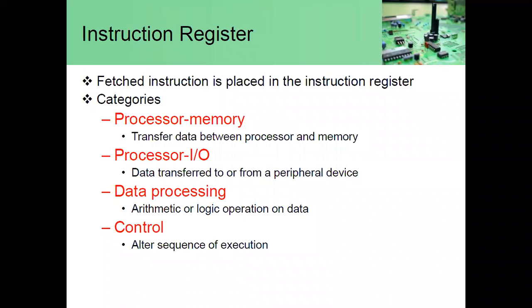Then there can be a data processing instruction. Data processing means, again, arithmetic or logical operations on the data. And there can be a control instruction, where we are altering the sequence of execution. So you have branching, you have continue in C or C++, or goto statements. Those are nothing but us trying to transfer the control from one location to another location. All that is nothing but the different types of instructions, and those instructions will be stored into an instruction register.